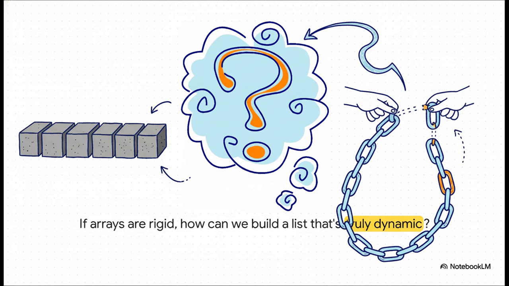Arrays are like blocks of concrete. They're strong and sequential, but they are so rigid. What we really need is something more like a chain, where we can add or remove a link anywhere without having to rebuild the whole thing. The solution to this problem is one of the most elegant and powerful ideas in all of computer science, and it's exactly what we'll dive into next time.